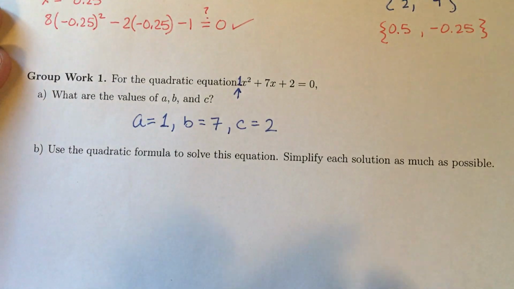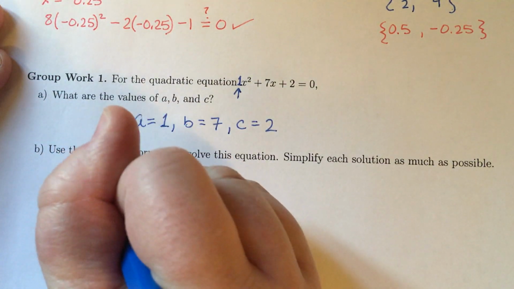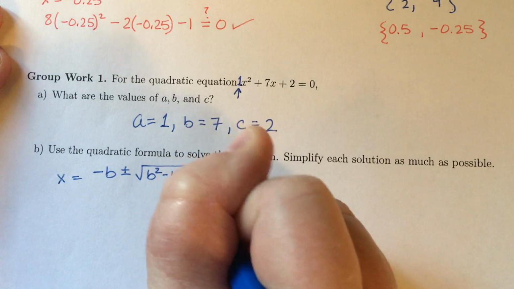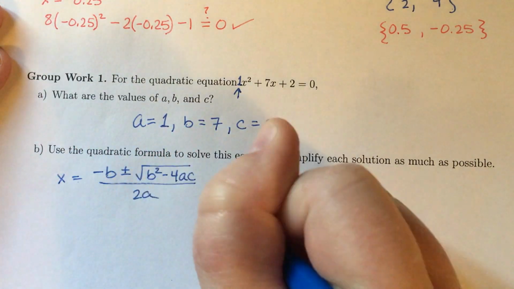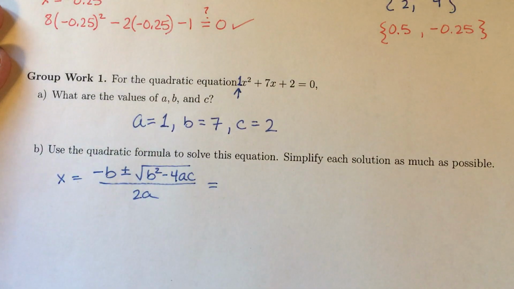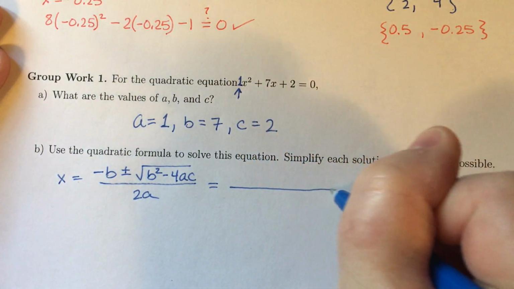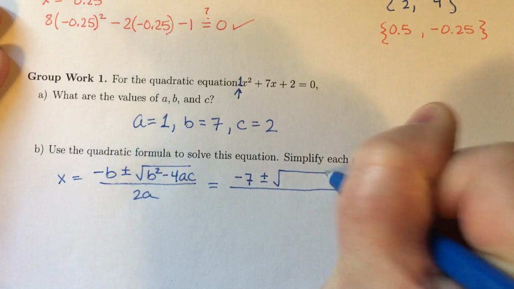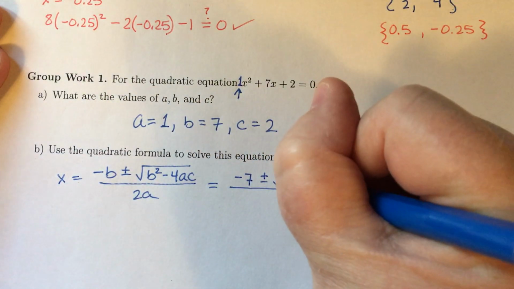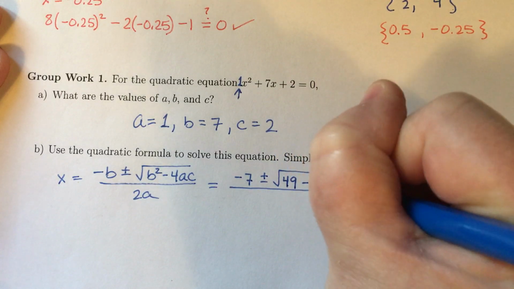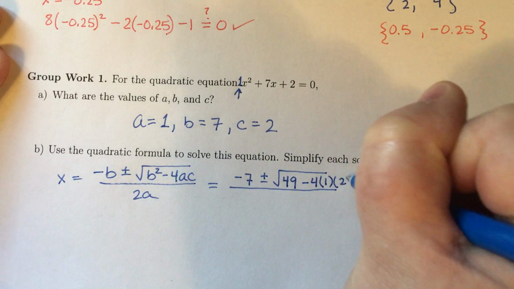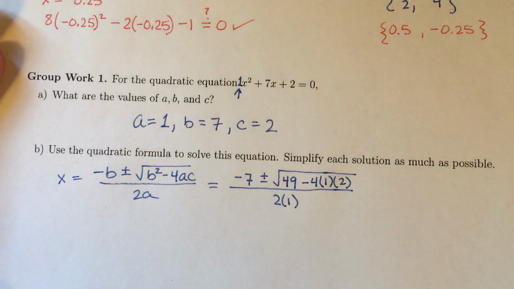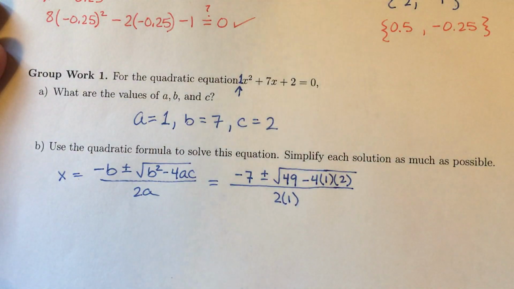All right, let's try it with the quadratic formula. I always like to write the formula out. It also helps me memorize it to keep writing it out. Make sure I get it down. All right, first up is opposite of b. Opposite of b is negative 7 plus or minus the square root. Square b, 7 squared I know is 49, minus 4 times 1 times 2. All over 2 times 1. Hopefully we're sort of getting this idea.